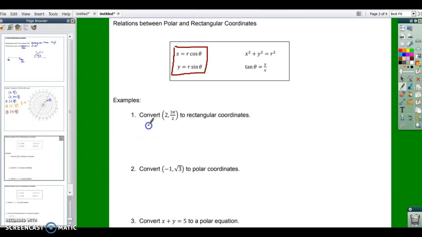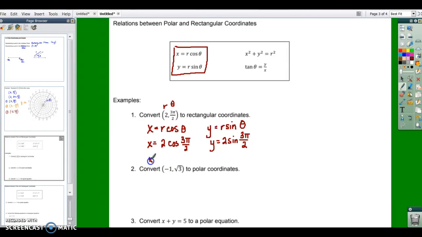So we've got x is equal to r cosine theta, and y is equal to r sine theta. If I go ahead and plug in my r and my theta, I would have 2 times the cosine of 3 pi over 2. And here I have y is equal to 2 times the sine of 3 pi over 2.